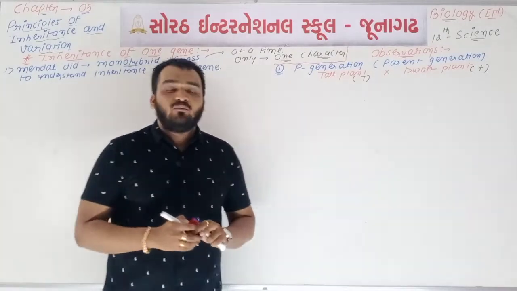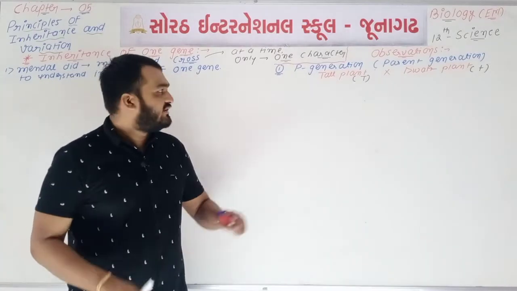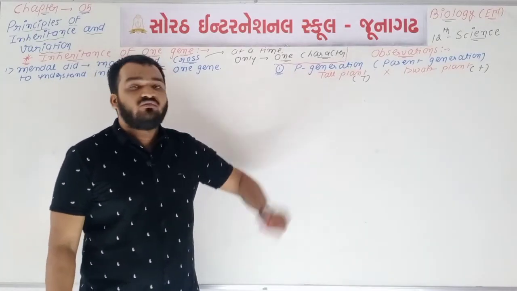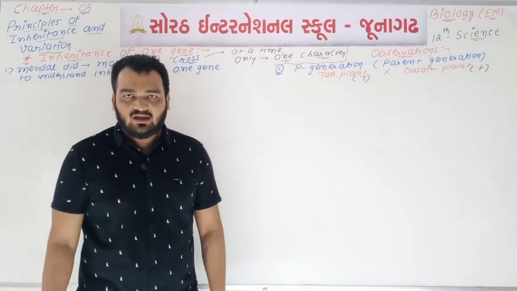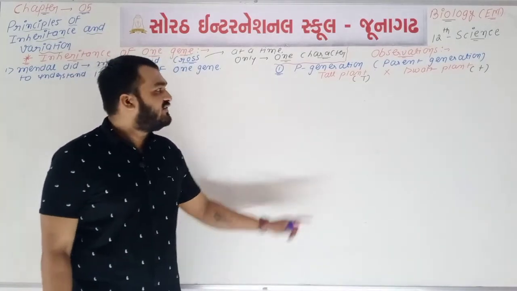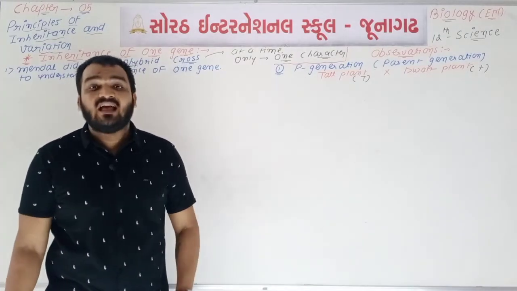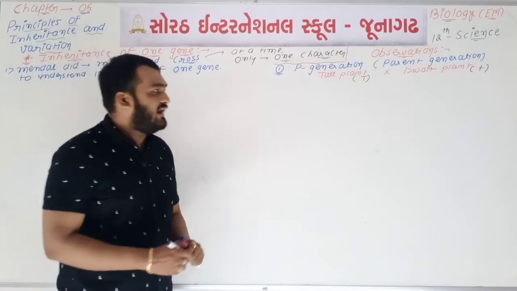Some rules are there for the symbols, and we will understand all the rules in the next video lecture. But here, the tall plant is crossed with the dwarf plant. So Mendel selected the tall plant and dwarf plant as the P generation, meaning the parent generation.